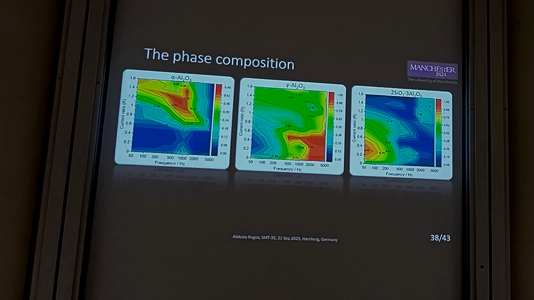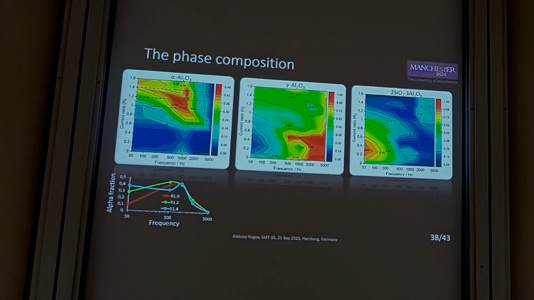What's interesting here, I'll focus your attention on the alpha phase: if we plot the proportion of alpha phase at a certain current ratio as a function of the frequency, we will see the following type of graph. They start at a certain level at low frequency, then experience a maximum at the middle frequency range between 500 and 1000, and then they quickly drop down at higher frequency.